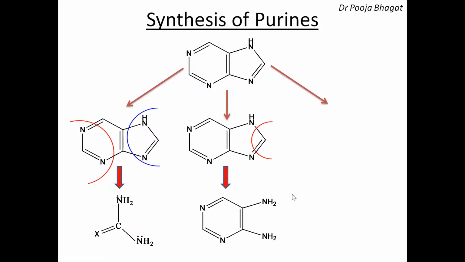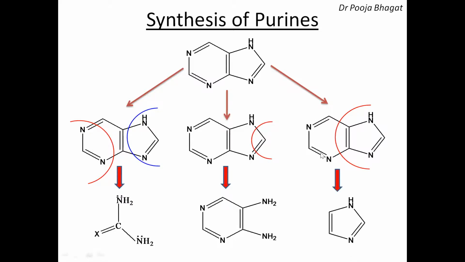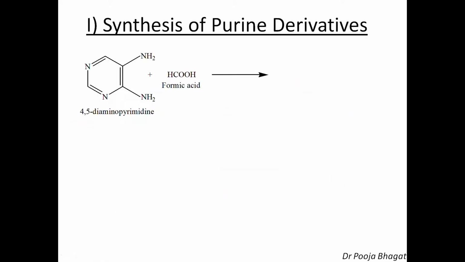And the third strategy is that you start with the imidazole ring and then you form the pyrimidine. So your starting material is imidazole and then you construct the pyrimidine part. This is very rare, while the other two strategies are generally used. So now let's discuss the methods of synthesis one by one. So this is the first method.